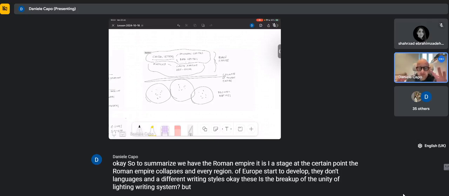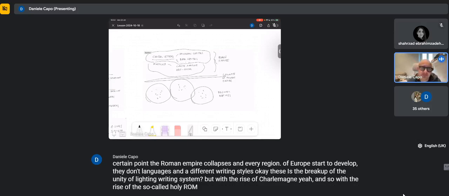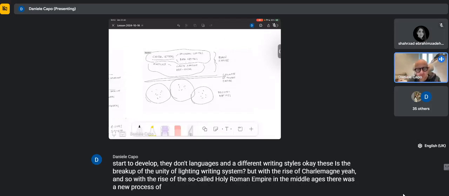But with the rise of Charlemagne, and so with the rise of the so-called Holy Roman Empire in the Middle Ages, there was a new process of unification of writing, of the writing style.